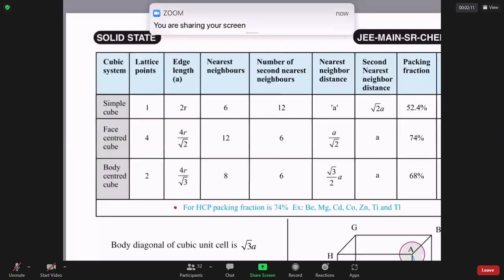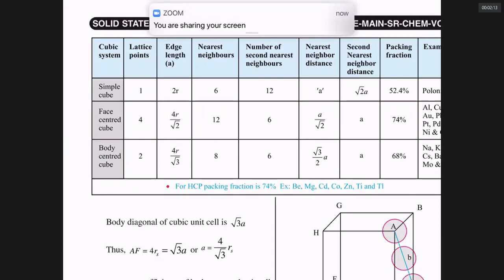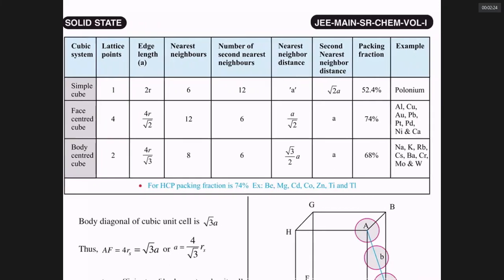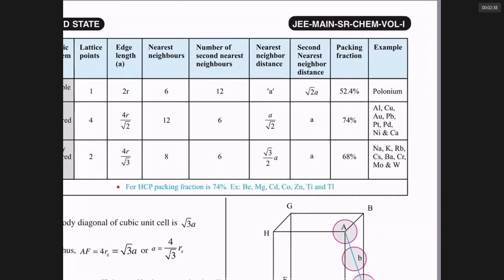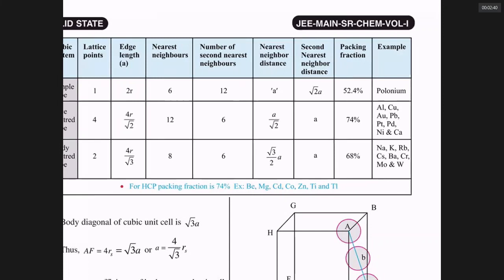Whenever I am talking of a simple cube, it has only one lattice point, that is, on an average, one unit cell has one particle. Edge length is definitely equal to 2r. And the nearest neighbors, every particle has 6 nearest neighbors. In this present layer, if there are 6 particles around it, if you consider layers above and below, it will have 12 particles. I will be proving all this later on, but I want you to notice only one point at this point.